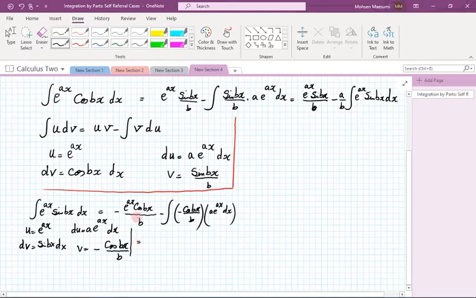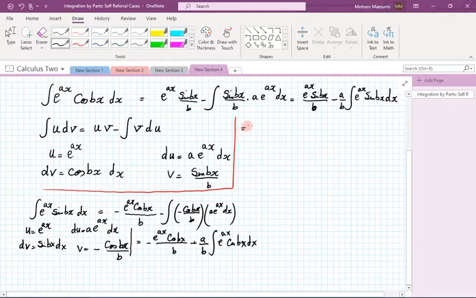Let's clean up, minus exponential of ax cosine of bx over b, and minus makes a plus. A and b are constants, I can put it outside, and then I have exponential of ax cosine of bx dx. So what is interesting, we are starting with this integral, ending up again with another integral, but notice this is the same as what we wanted. That's not a bad sign, that's actually a good sign. Let's see how does that help us.